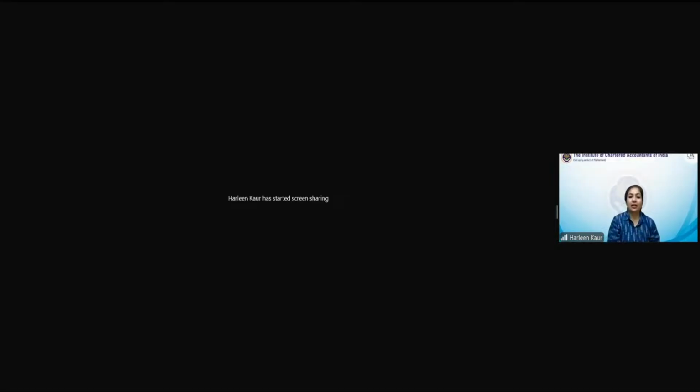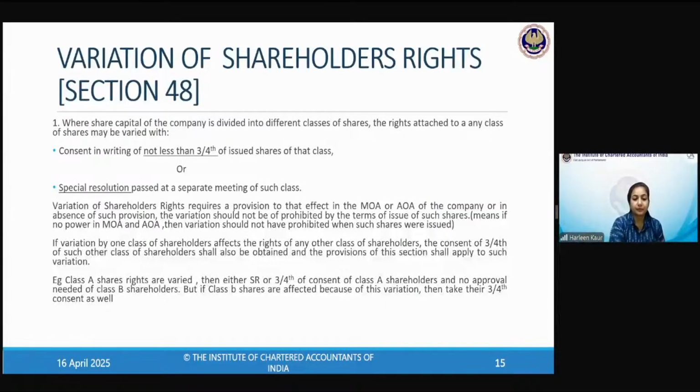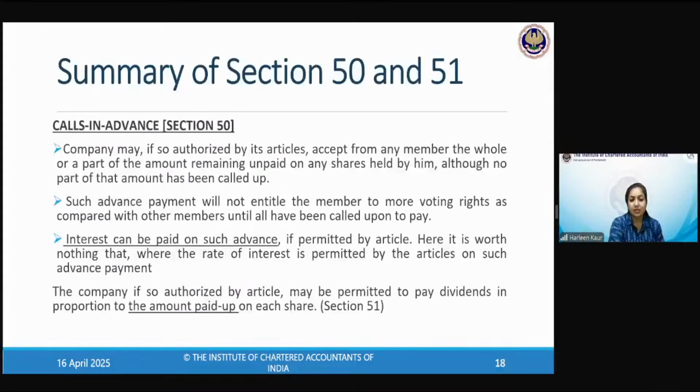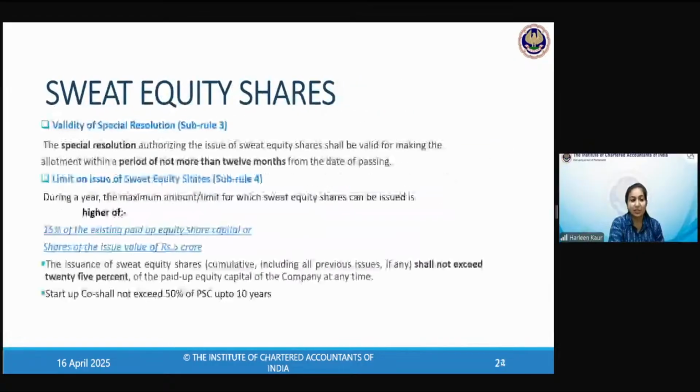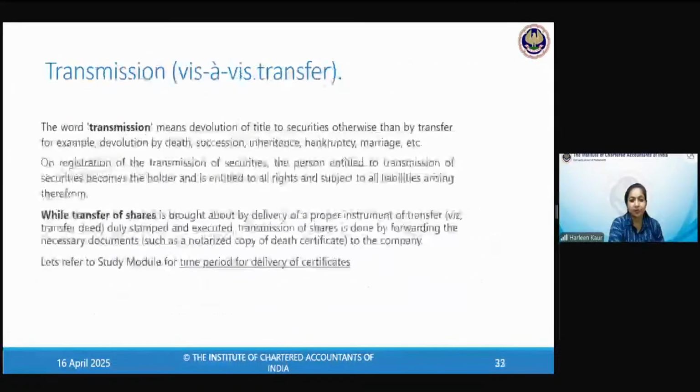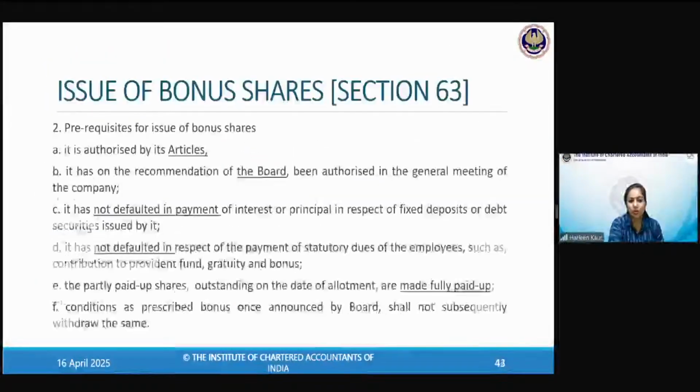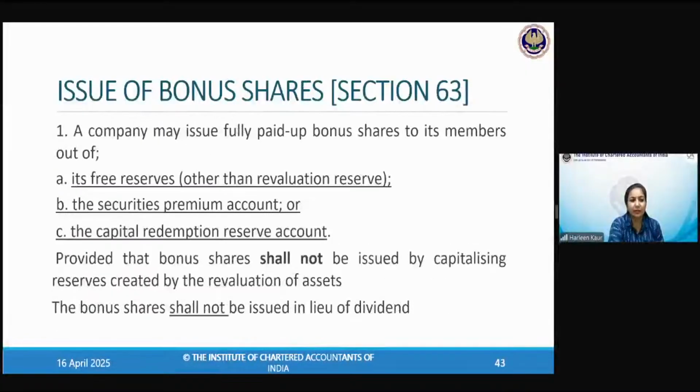Fair enough, children. Now let's quickly move towards our balance two important sections that have been left. That is section 68 and section 69, 70, they're interrelated. But before that, I think there was a small section of bonus shares. Let's quickly give it a reading.